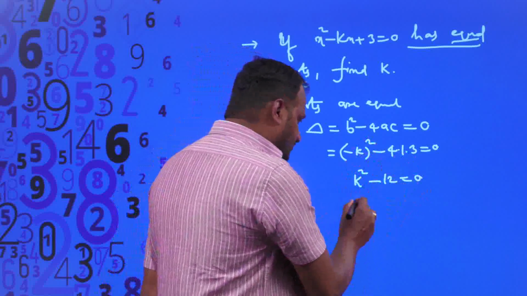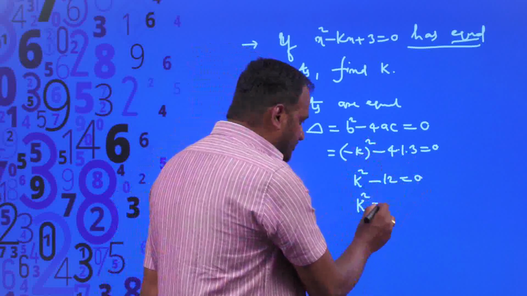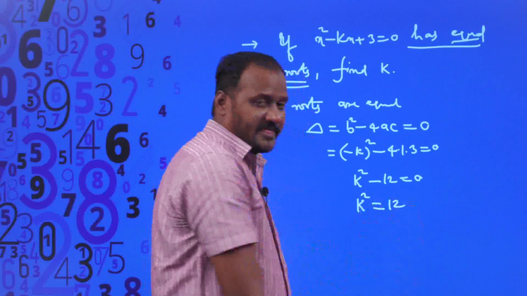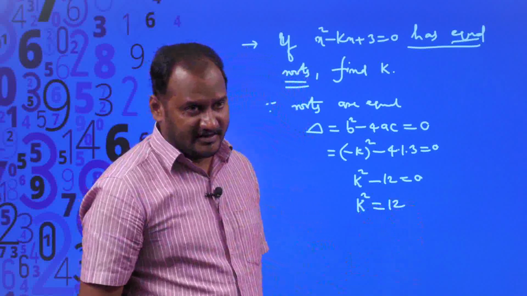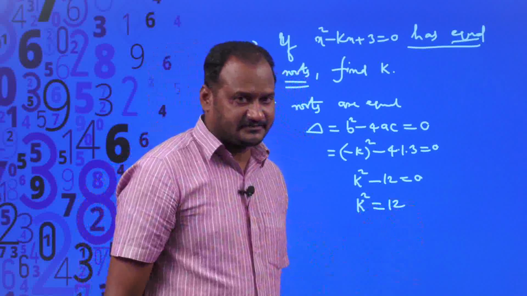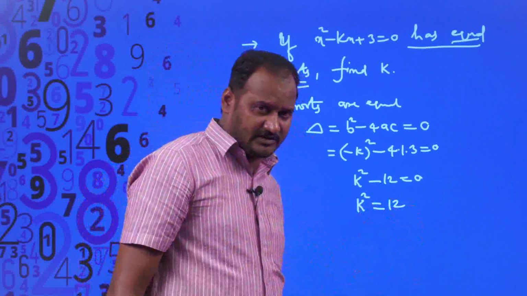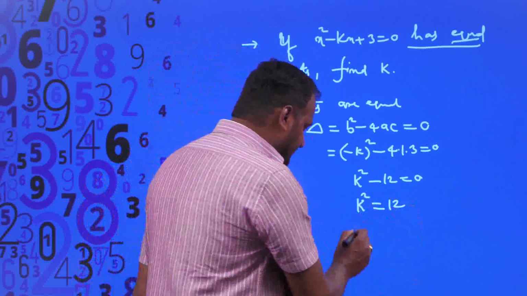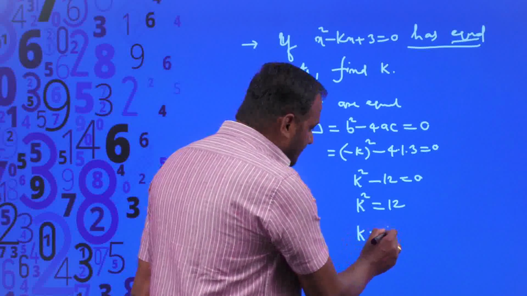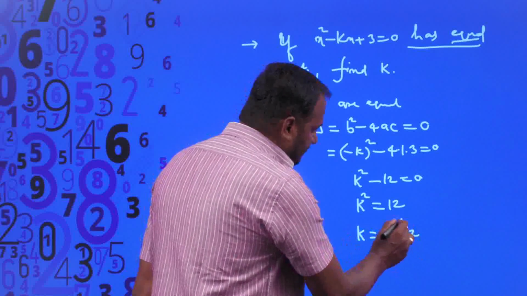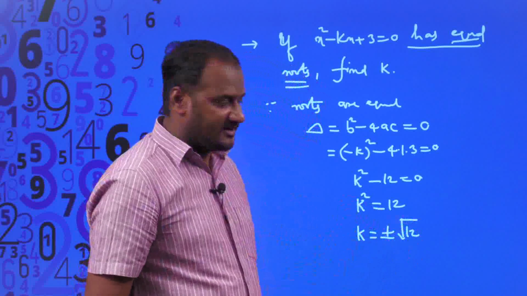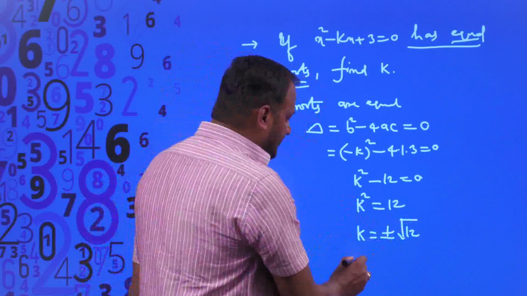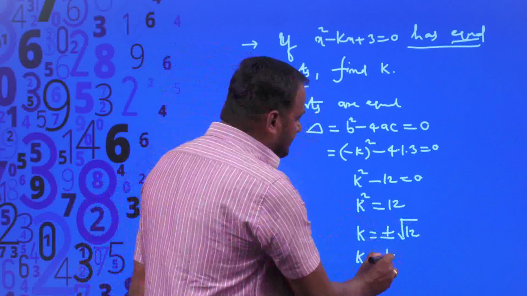So k square minus 12 equal to 0, then what is the value of k square? Yes, k square is equal to 12. Can you tell me what is the value of k now? Is the value of k equal to root 12? No, you should not write that. So k is equal to plus or minus square root 12. Just now we discussed this, right?